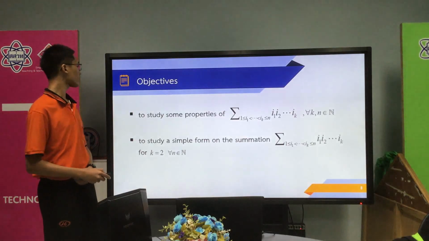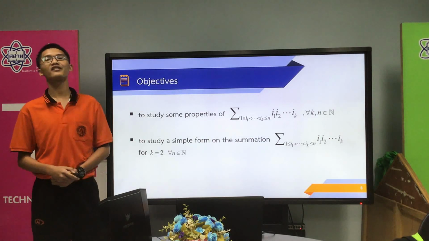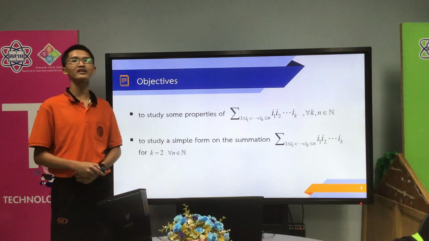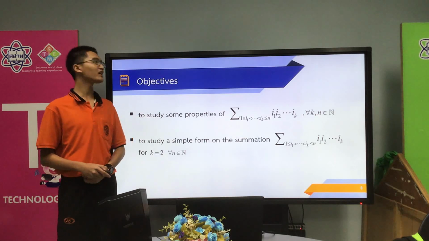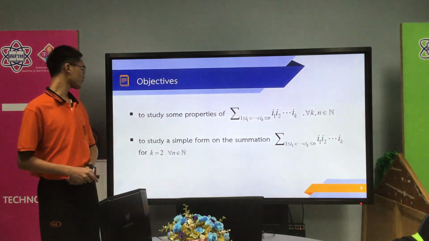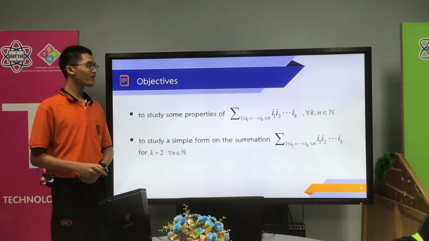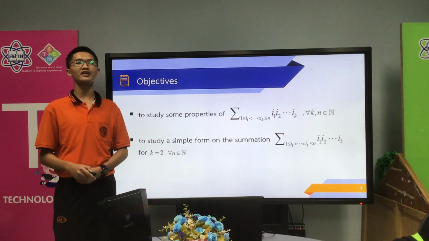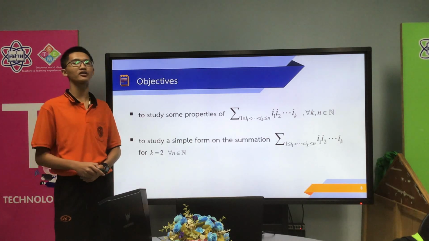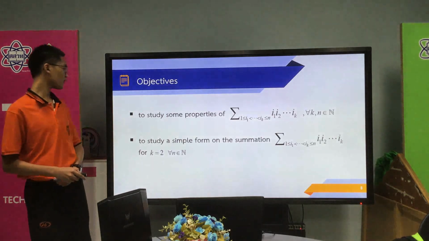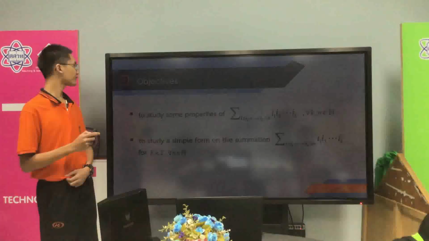For the objective, first, to study some properties of the sum over 1 ≤ i_1 < ... < i_k ≤ n of i_1 times i_2 times ... times i_k, for k and n natural numbers. Second, to study a simple form of the summation over 1 ≤ i_1 < ... < i_k ≤ n of i_1 times i_2 times ... times i_k, for k equal to 2 and n a natural number.